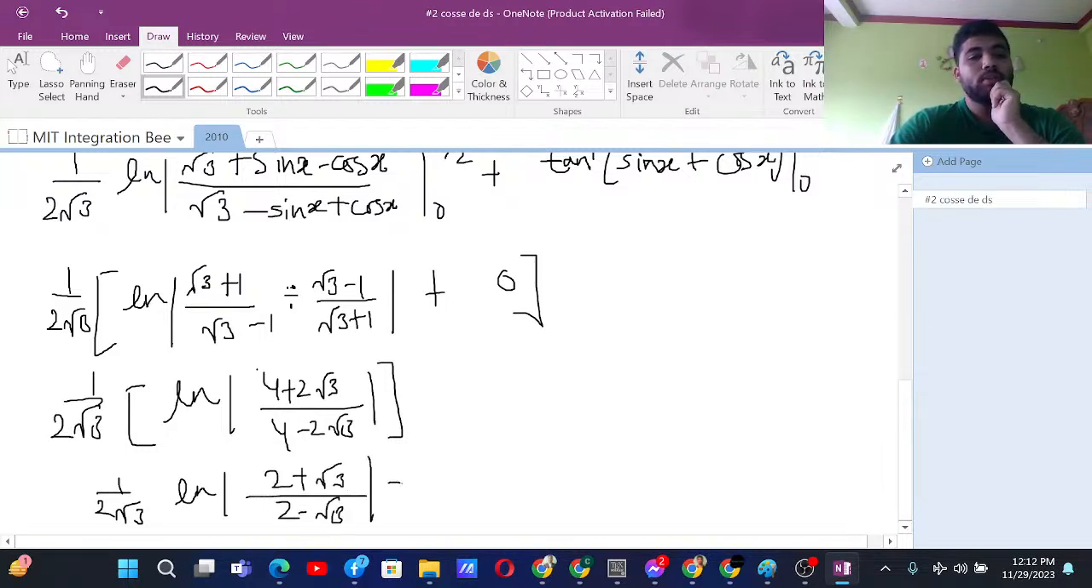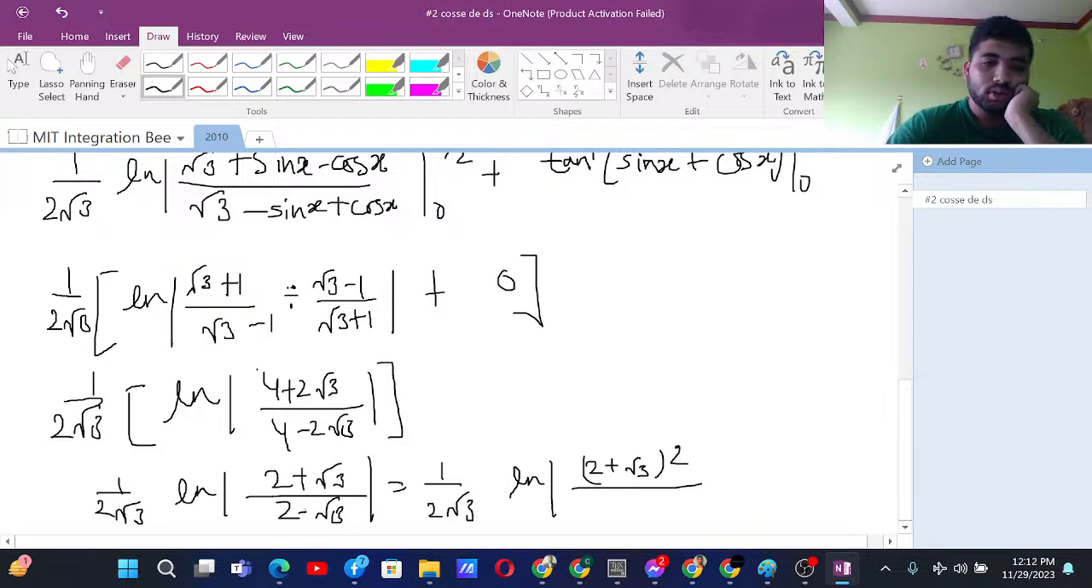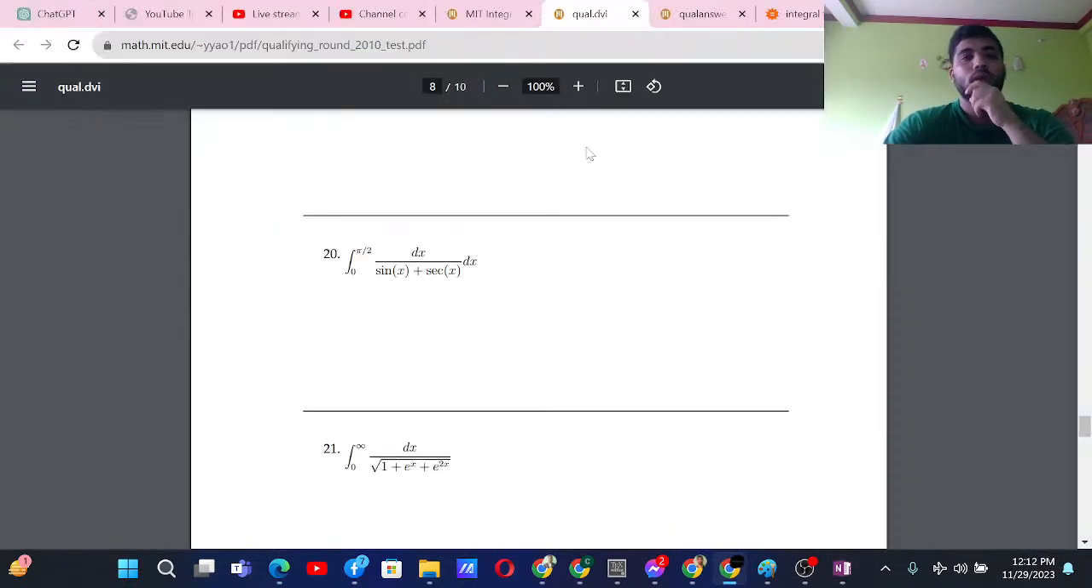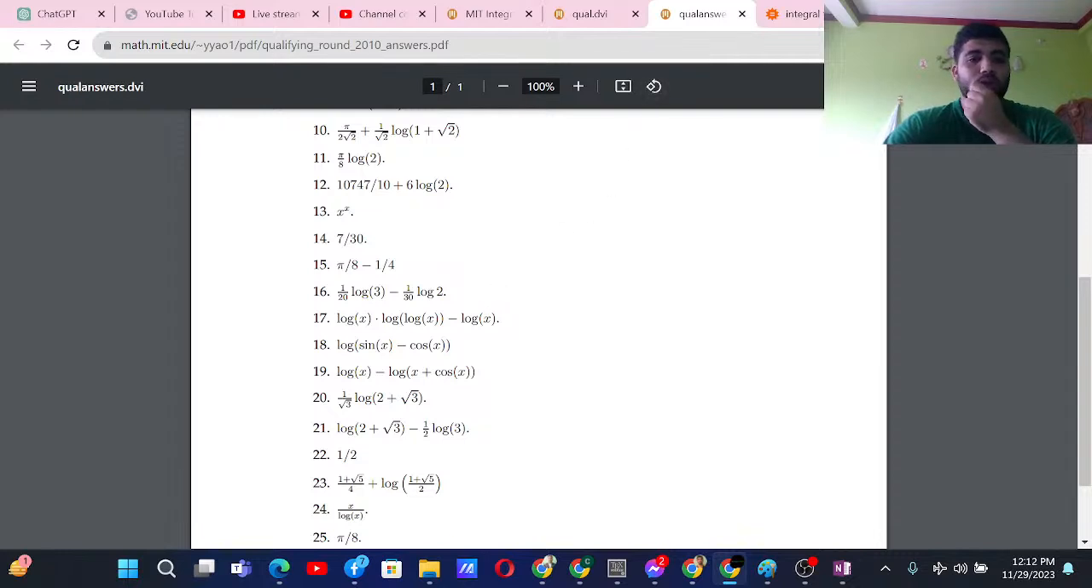Now let us try to multiply numerator and denominator by 2 plus root 3. So we get 1 by 2 root 3, and we have ln of (2 plus root 3) whole square by (2 plus root 3) times (2 minus root 3), which is 4 minus 3, that's 1. So we get 1 by root 3 ln of (2 plus root 3). So that's the answer. Let me check. Yes, that's the answer.